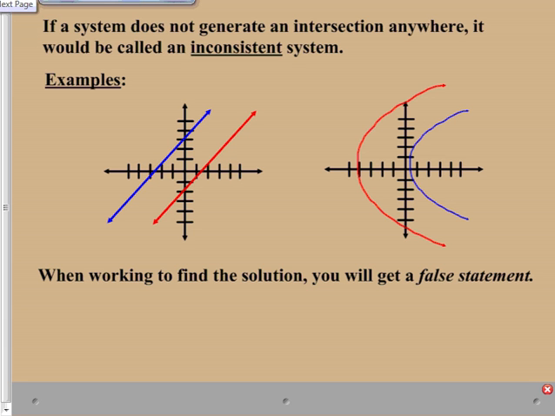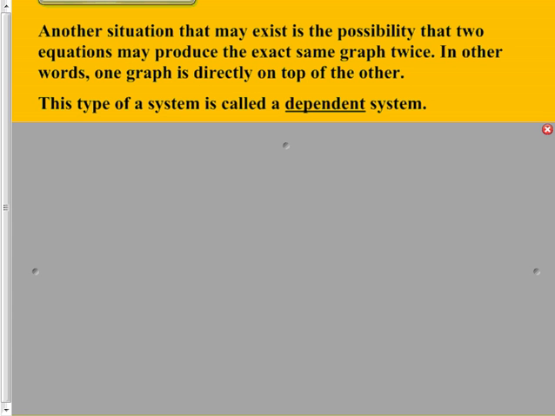The fourth and final category that we have for our systems is the category dependent. Another situation that may exist is the possibility that two equations may produce the exact same graph twice. In other words, one graph is directly and entirely on top of the other. This type of system is called a dependent system.